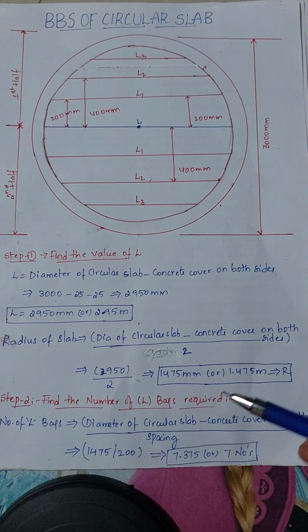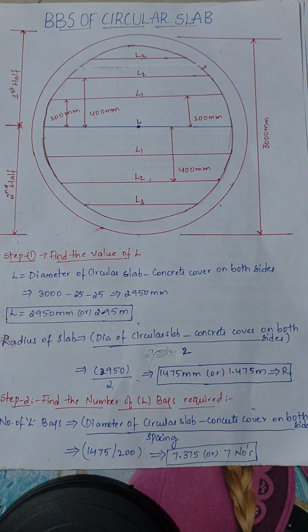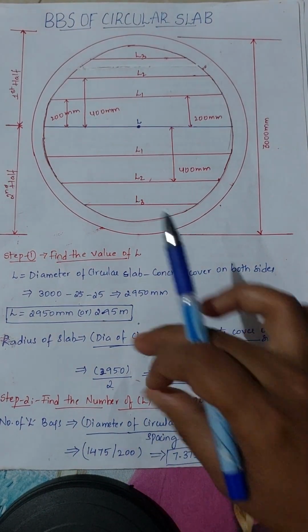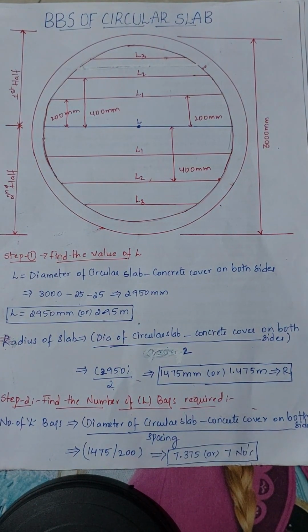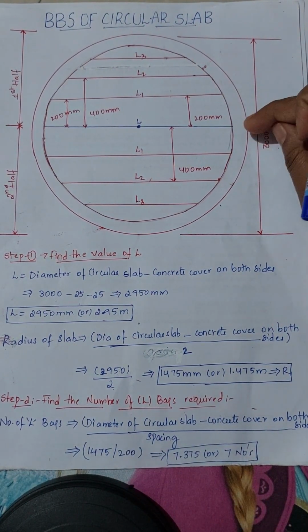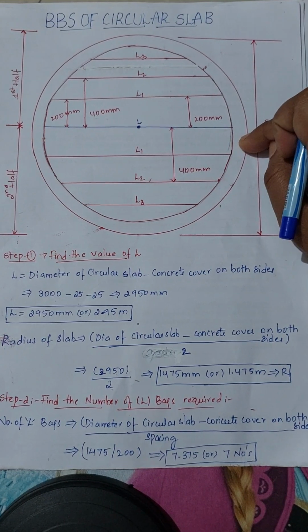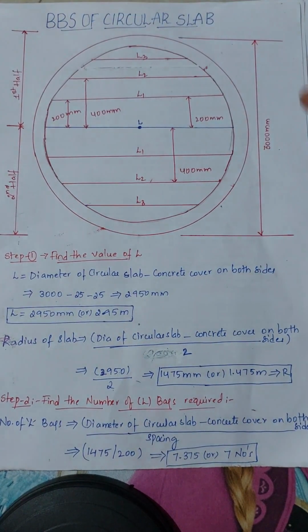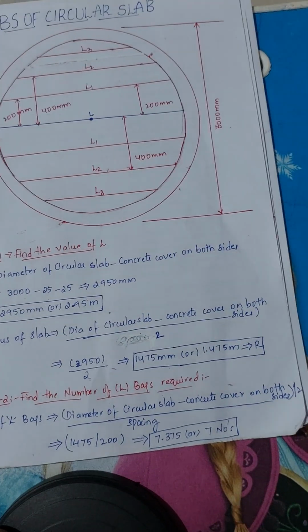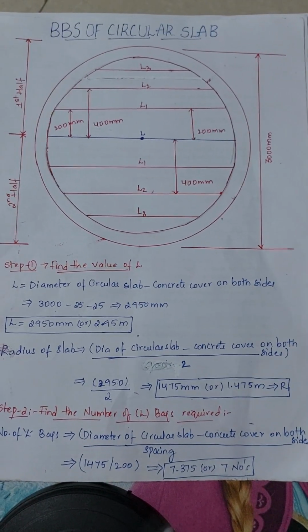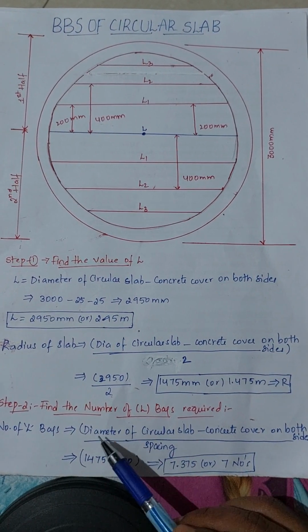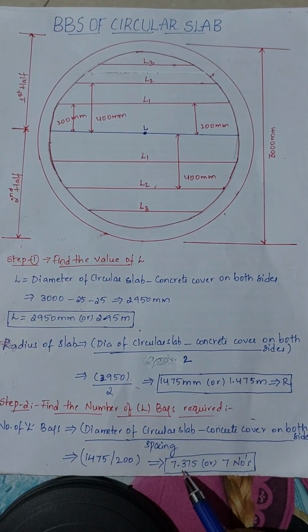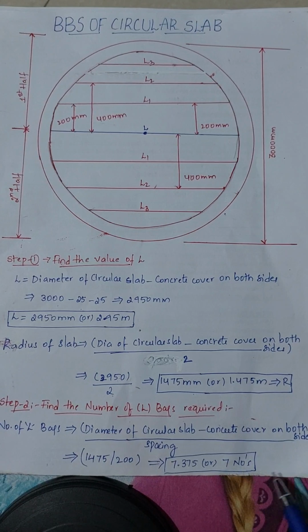Now we have to calculate how many main bars, or distribution bars, we have to provide. How many L's we have to calculate. Here you can see the formula is radius divided by spacing, which is nothing but the diameter of the circular slab, 3000 mm, minus 25 and minus 25, divided by 2, divided by spacing. So 1475 divided by 200, if you do, we will get 7.375. So we will provide 7 numbers.